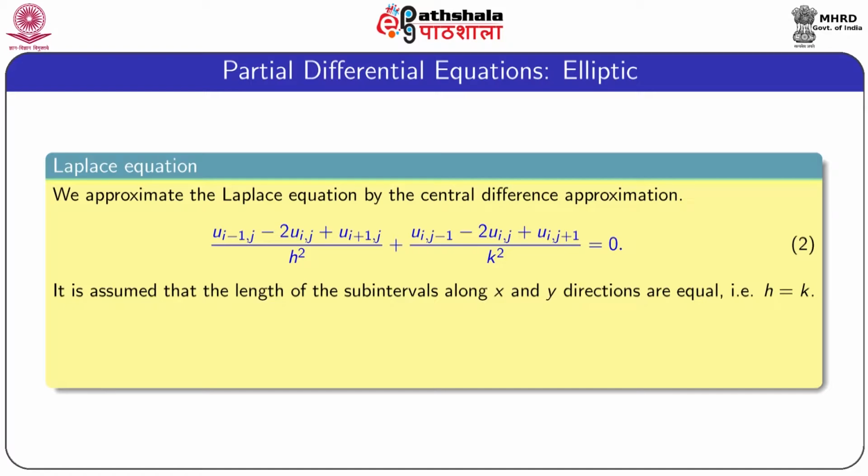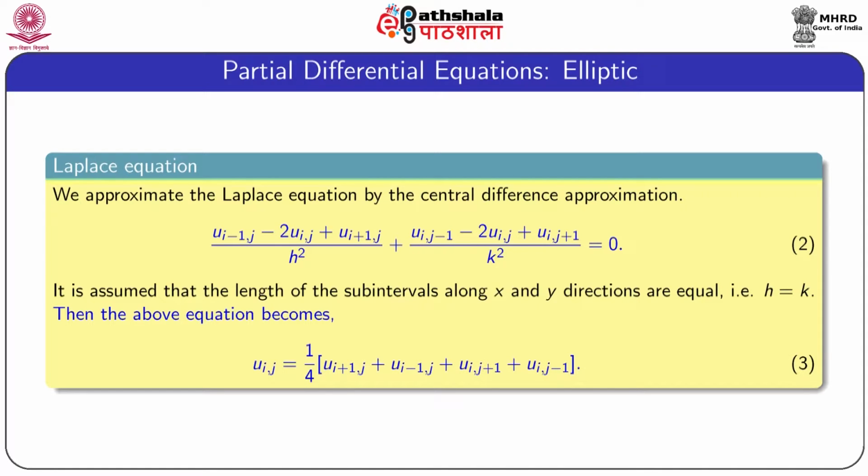Now we assume that the lengths of the subintervals along x and y directions are equal, that is h equal to k. So using this assumption, equation 2 reduces to the following form. Note that this is a very simple explicit equation, and from this equation we can find the value of u_ij if the values of u at the mesh points (i+1, j), (i-1, j), (i, j+1) and (i, j-1) are available.